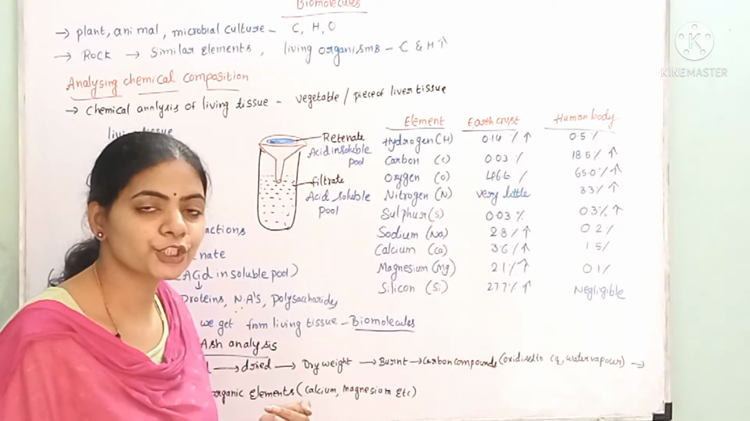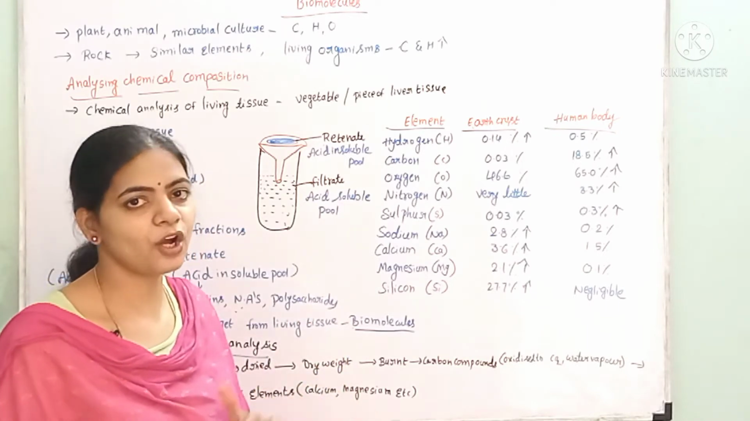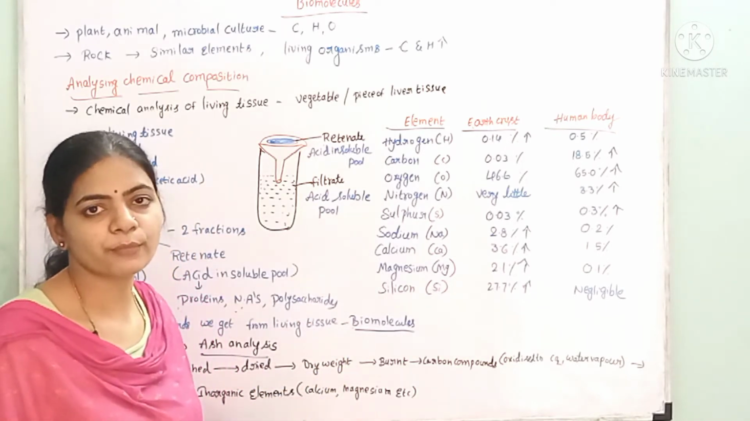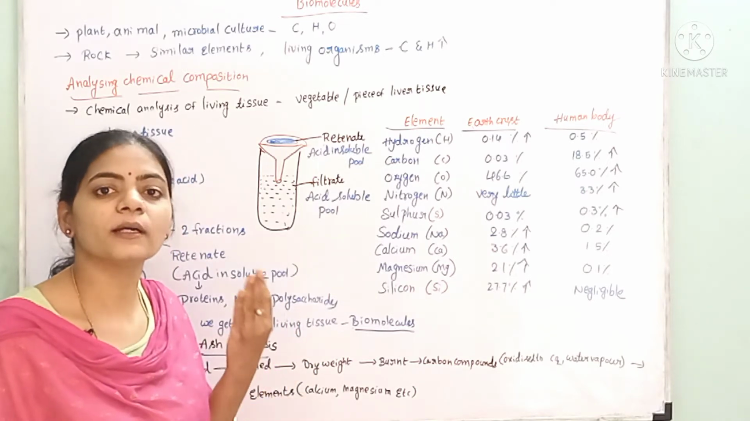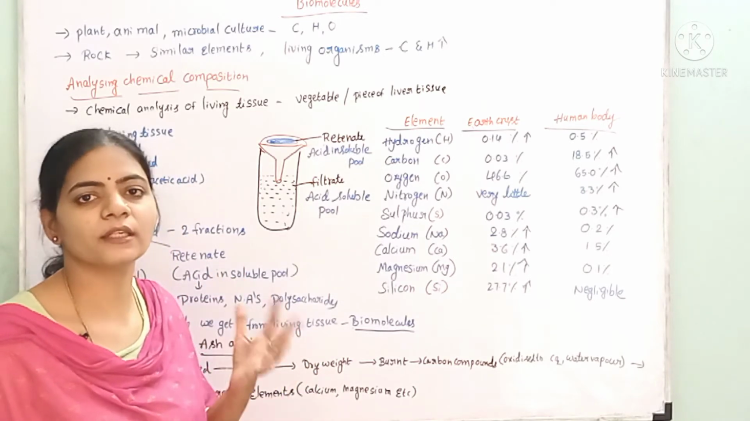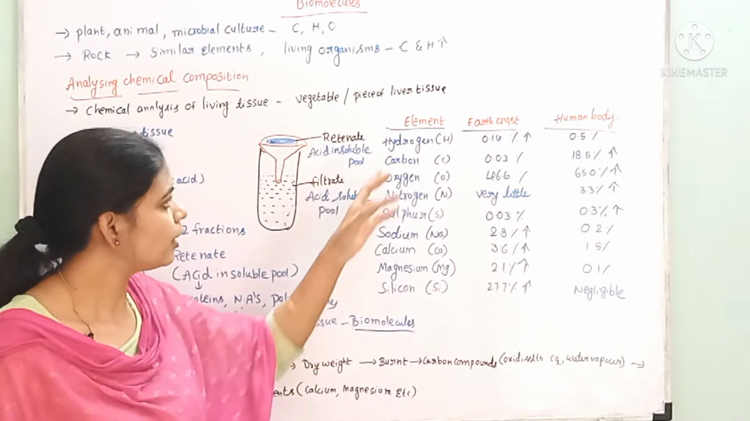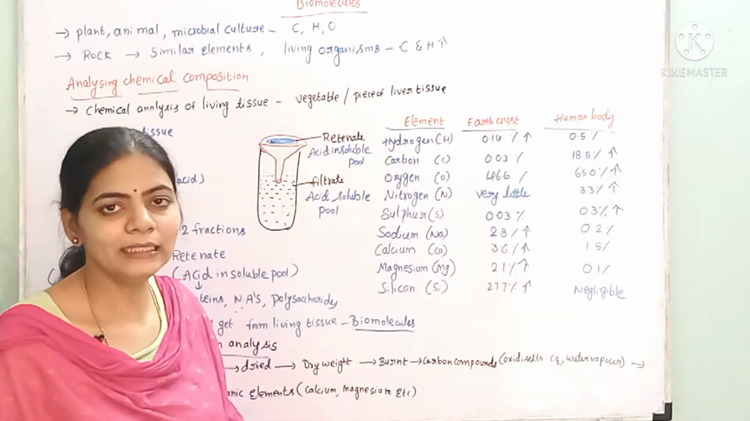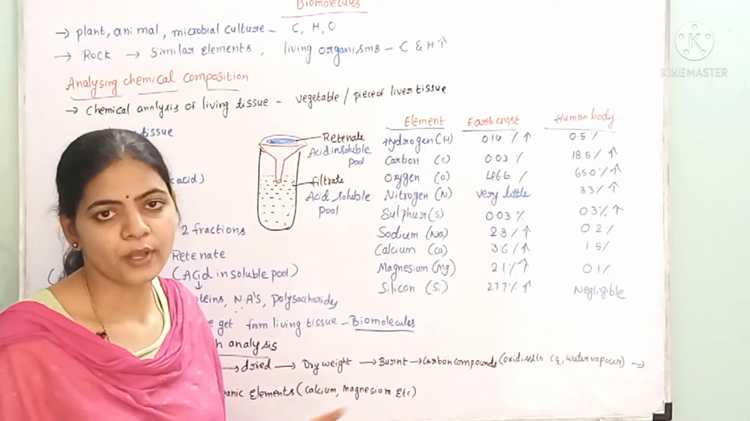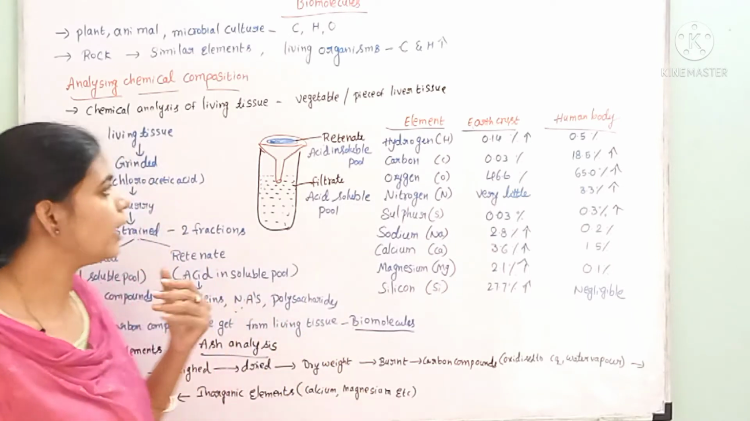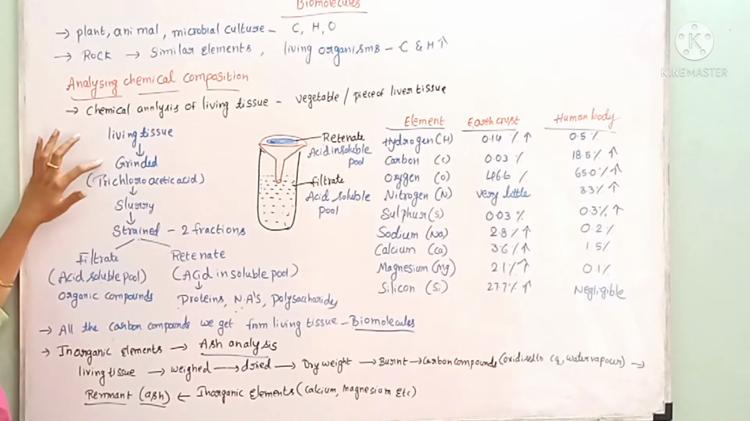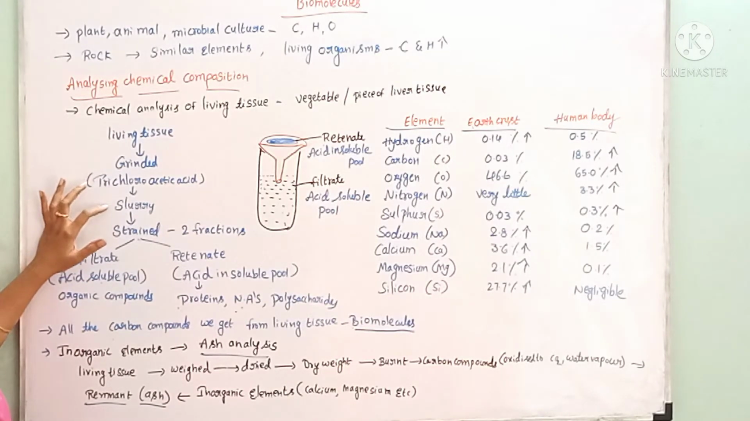What type of living tissue? We'll take either plant tissue or animal tissue. Plant tissue means we'll take either a leaf or a root or stem or a fruit or vegetable, anything which is derived from the plant. And not only that, we also take animal tissue, like liver tissue. That is taken in a mortar, and then we add trichloroacetic acid.